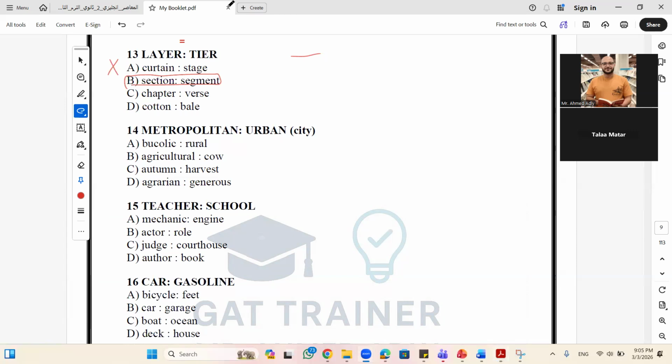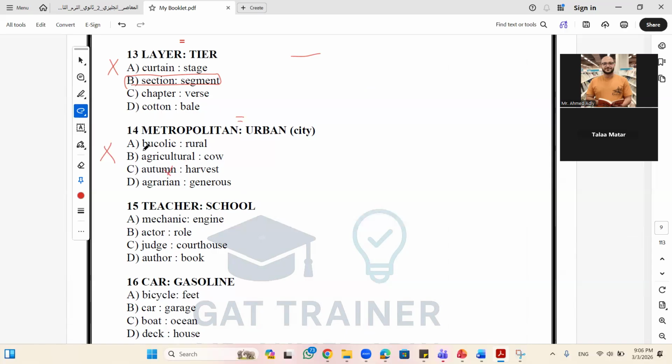Metropolitan and urban. Autumn and harvest. What did you say? Again, please. Autumn and harvest. Okay, so what is the relationship here? Metropolitan is a synonym or describes urban areas. They are both related to city life. Does autumn describe harvesting? No.